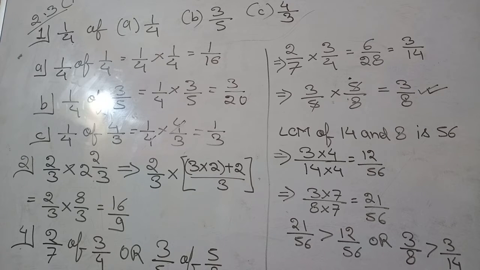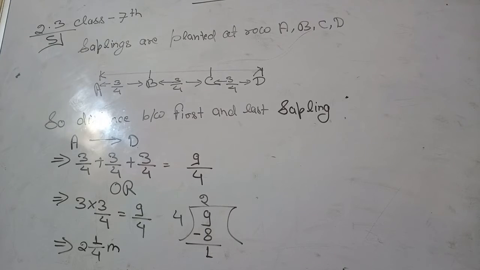Okay, so this is how you have to solve all the next options of this question. Now let us see question number 5 of exercise 2.3. What is given? Sally plants 4 saplings in a row in her garden. The distance between two adjacent saplings is 3 by 4 meter. Find the distance between the first and last sapling.